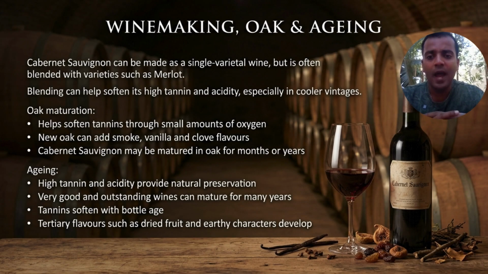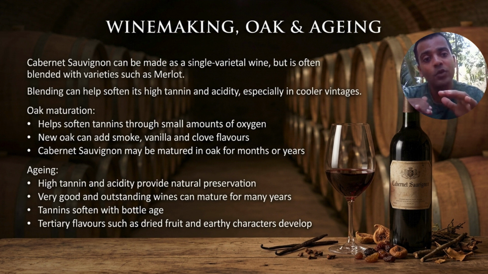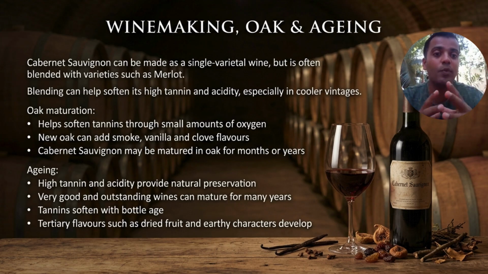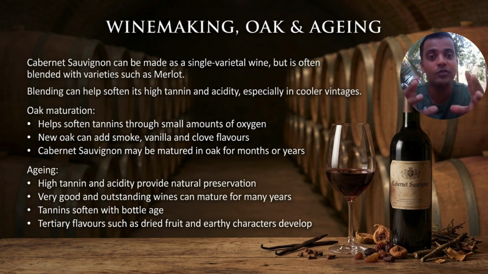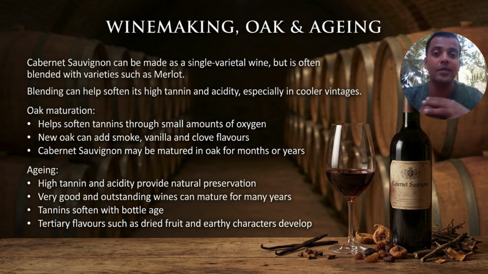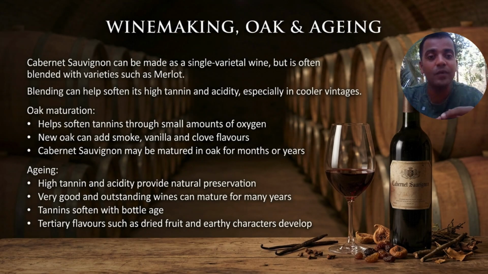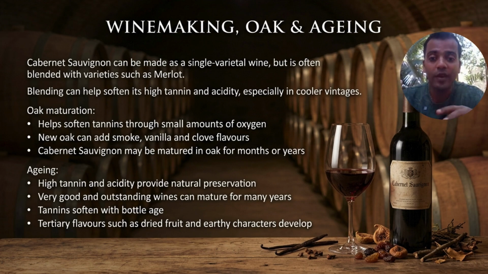And for aging, high tannin and acidity provide natural preservation. So why can Cabernet Sauvignon be aged for several years or several decades in the bottle? It's because of these natural components of acidity, tannins and primary complex fruits found within the grape. It has this ability. So these tannins and acidity levels act like a preservative to the wines as the wine continues to age in the bottle as well. So very good and outstanding wines can mature for many years.